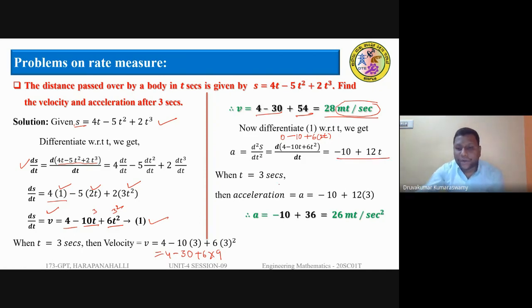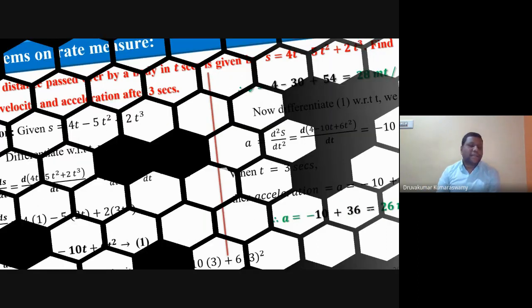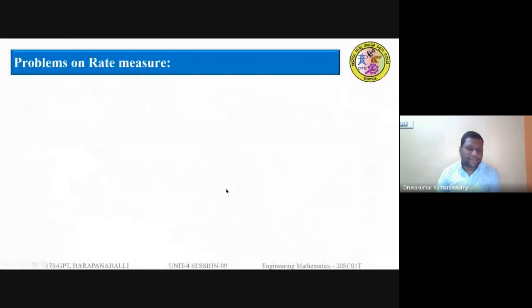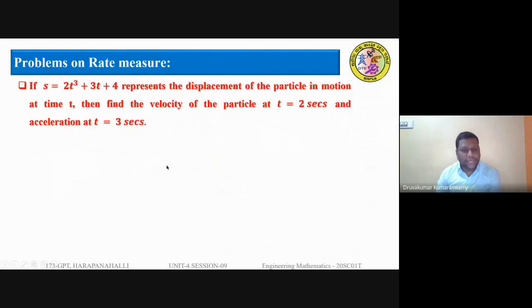So when t is equal to 3 seconds, substituting 3 in place of t, we get minus 10 plus 12 into 3, that is minus 10 plus 36. So the answer is 26 meter per second square. That is how we have to find velocity and acceleration. Hope you will continue to do the remaining problems.